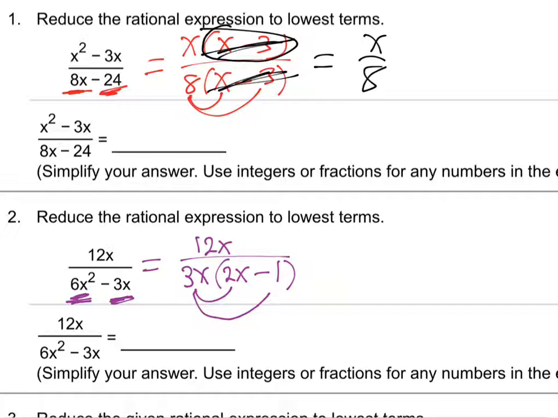Remember now, things that are plus or minus are all or nothing. If I want to do anything with the 2x minus 1, then I have to take it all or don't touch it, right? That's the Costco package deal, right? But I don't really care about the 2x minus 1. What am I going to cancel? 3. The x cancels the x, and the 3 goes into the 12 4 times. Is that okay to do?